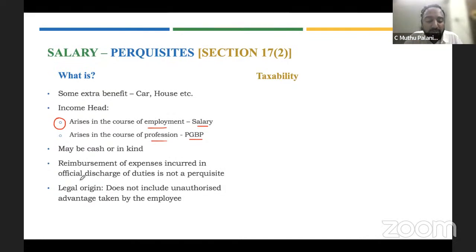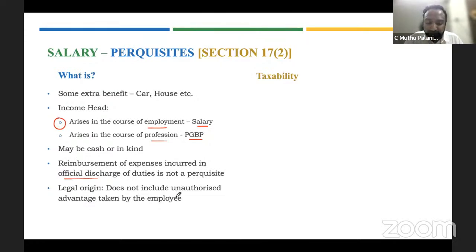And the reimbursement of expenses for official duties is not perquisite. Official duty is covered under what section? Section 10, clause what? Special allowance, what clause? Section 10, clause 14. So clause 14 is for special people, like 14th February. So it's special allowance.